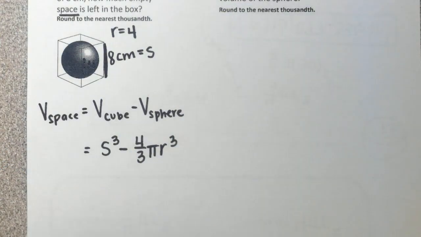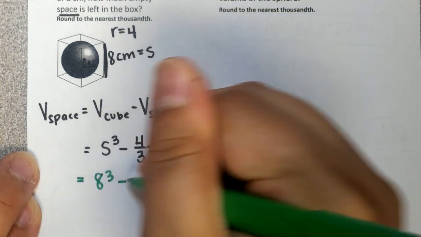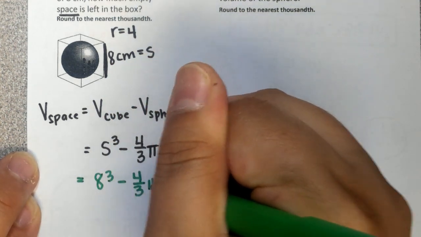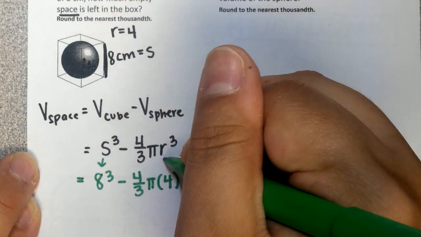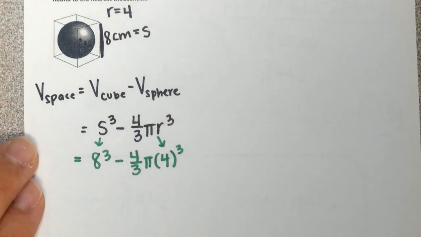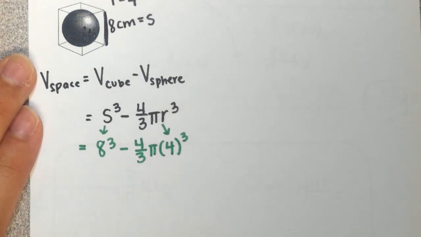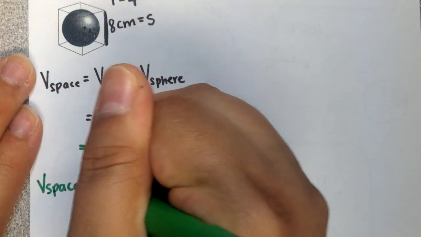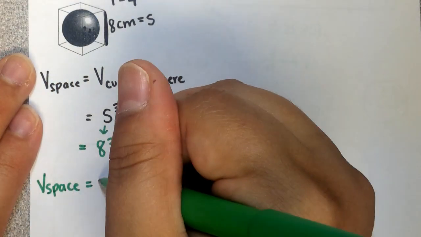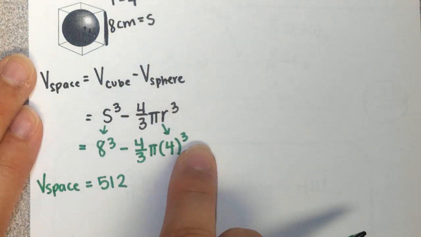So now I'm just going to plug in what I know. So that's going to equal 8 cubed minus 4/3 pi 4 cubed, because my s is 8 and my r is 4. Put that in your calculator. What is 8 cubed? Say that louder. 512. And then 4/3 pi 4 cubed.